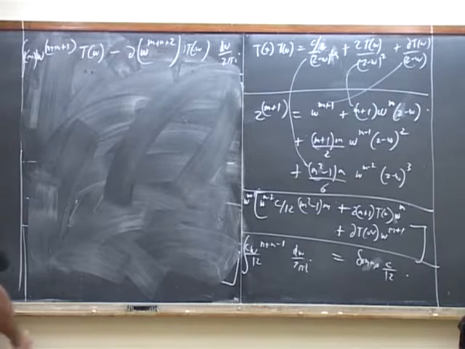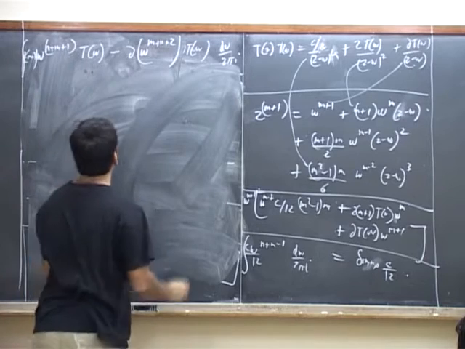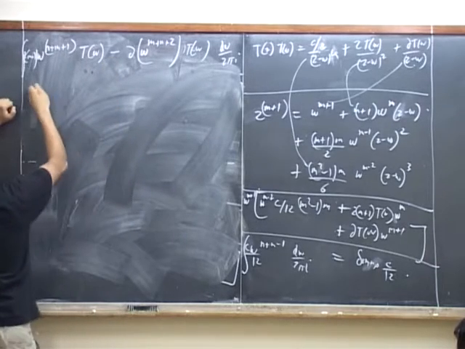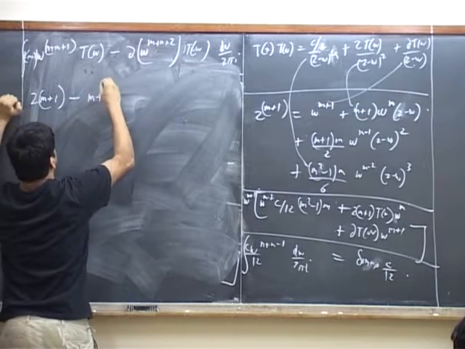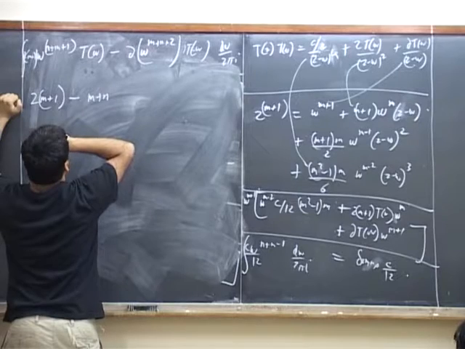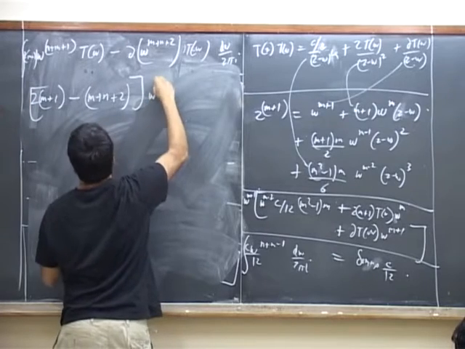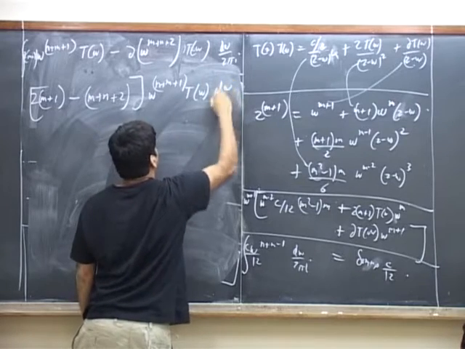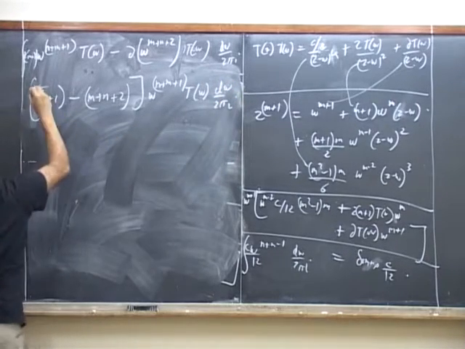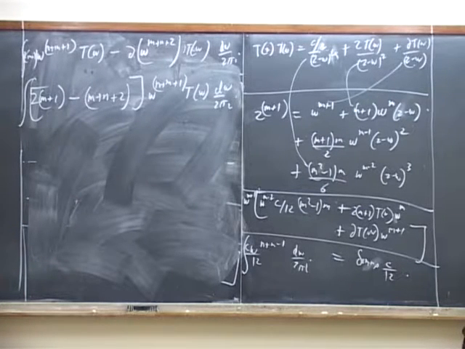Now this minus sign and the derivative makes this power the same as that, but makes the constant, which was here 2 into n plus 1, minus m plus n plus 2, and then the whole thing is w to the power m plus n plus 1 into dt by dw. Is this clear?